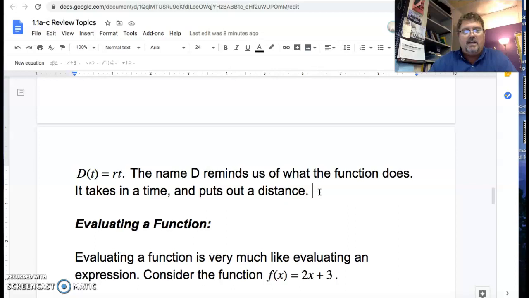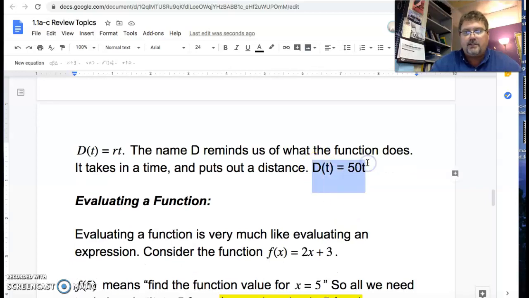For example, if you're driving a car 50 miles an hour, that's a rate, that's what r is. In 2 hours, you'd go 100 miles. So one way to write this thing would be d of t equals, if you had a constant rate, we're saying the car going 50 t. Right? And now if you plug in a time, like 2, you get 100. And that's how these things work.